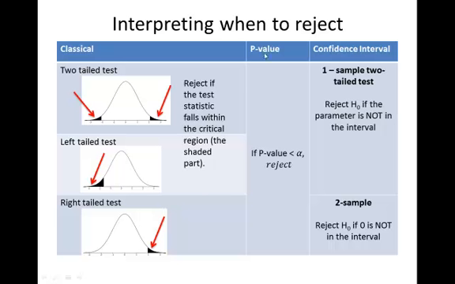If we're doing hypothesis testing with the p-value approach, the only thing we need to remember is that if the p-value is less than alpha, our significance level, then we reject. If we're using a confidence interval on a one-sample, two-tailed test, alpha is split over the two sides, and we reject the null hypothesis if our parameter, either the mean or the proportion, is not inside of our interval. If we're doing the confidence interval approach for a two-sample test, we reject the null hypothesis if 0 is not within our interval.